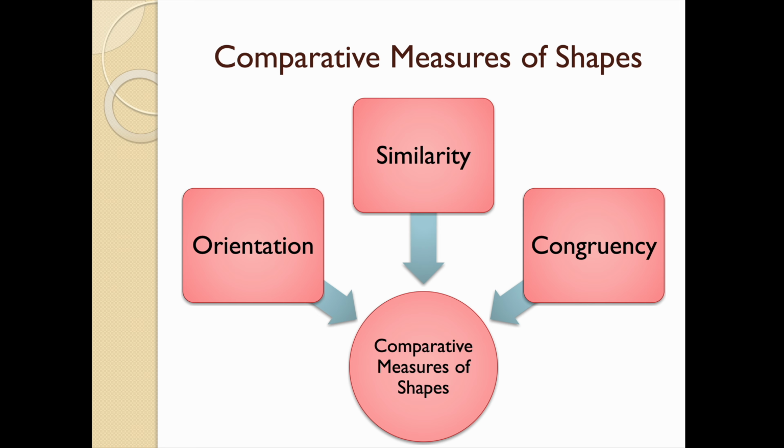All right, so we have some comparative measures of shape. They are basically orientation, and we also judge shapes based on similarity and congruency. These are the measures that we use to compare shapes relative to each other. So we would describe an object relative to its image. How has the orientation changed from the object to the image? Are they similar or not similar? Are they congruent or not? So now we need to understand what these words mean.